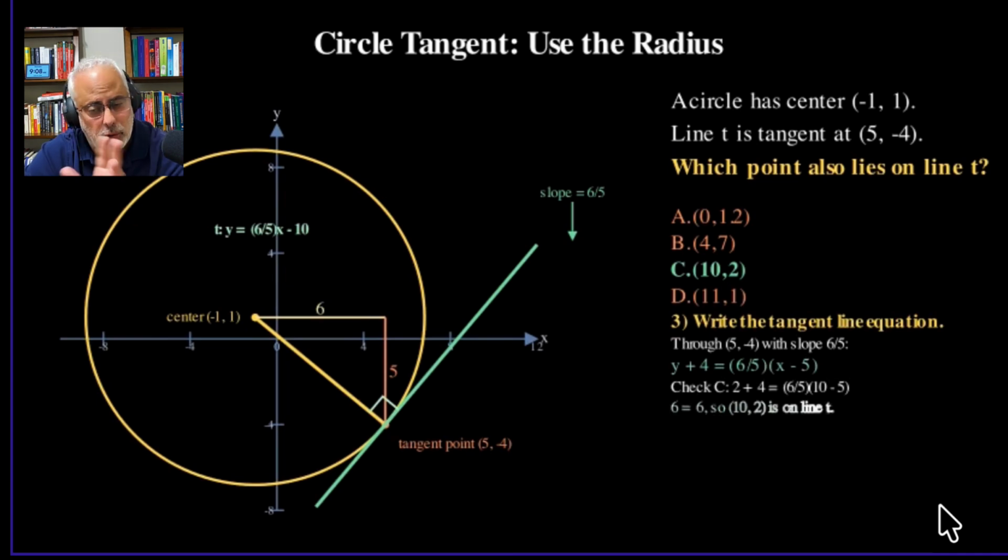The answer is C. When you substitute x by 10 and y by 2, you notice that you have a true statement. The x value is 10, so 10 minus 5 is 5. The 5 cancels with the 5, giving you only 6. And on the left side, you have 2 plus 4, which is 6. So this is a true statement. 6 equals 6. So the point that lies on the line is C, 10,2.